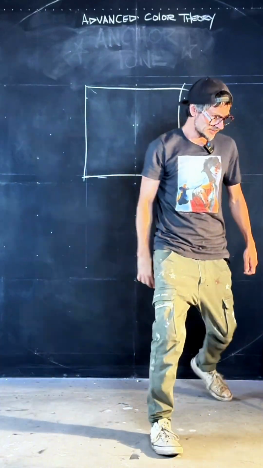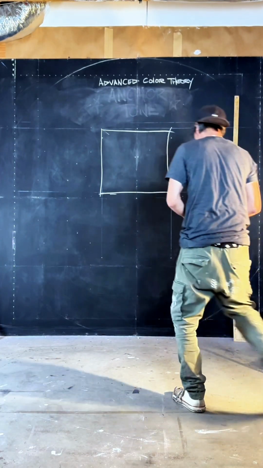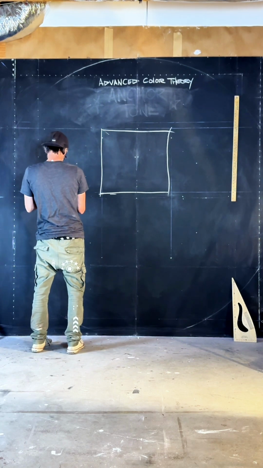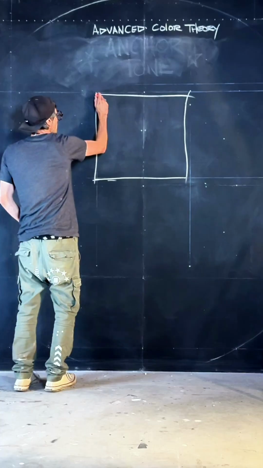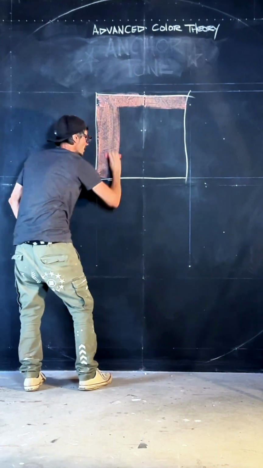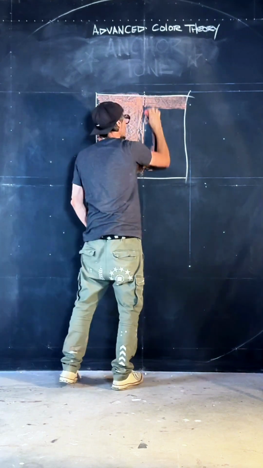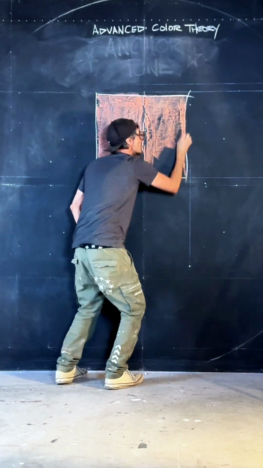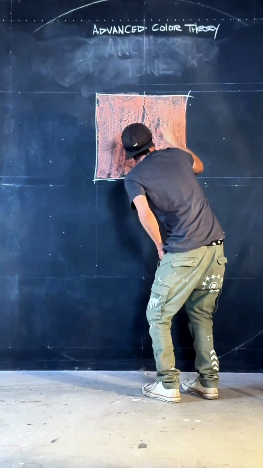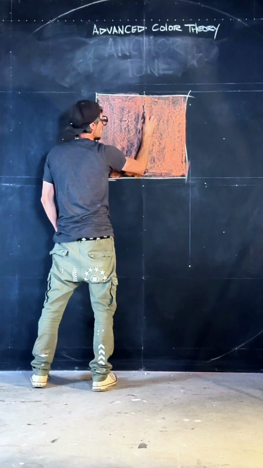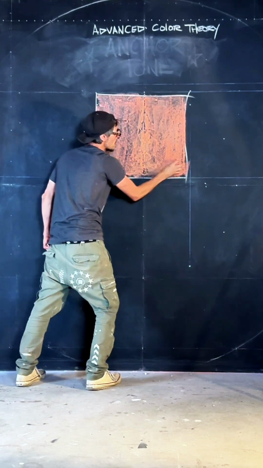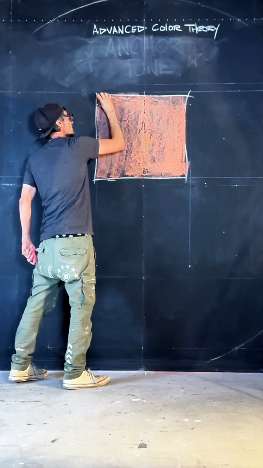To demonstrate this, I'm not going to tell you what color I'm using. You're going to tell me what color this is. You can't call this by a local name. You want to call it by one of the 12 color names. So it's going to be either red violet, red, red orange, or orange. It's going to be one of those, obviously.